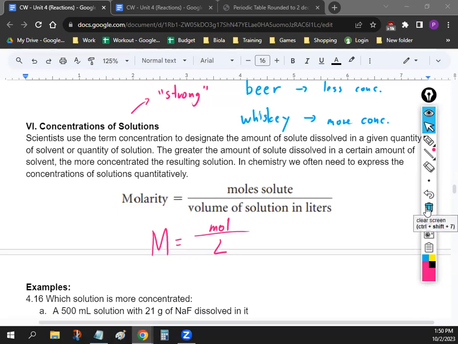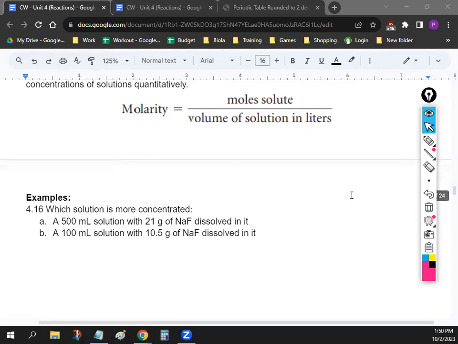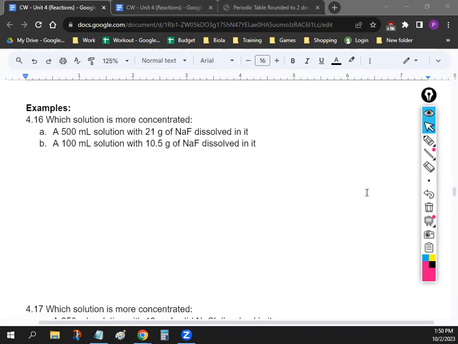Okay, so let's take a look at 4.16 and I'll write the formula up here if you're still copying it down. But molarity is measured in moles divided by liters. So here we are comparing two different solutions. We got a solution that's 500 milliliters with 21 grams of NaF dissolved in it, and then 100 milliliters with 10.5 grams. I want you guys to take a second to calculate the molarities using that formula.